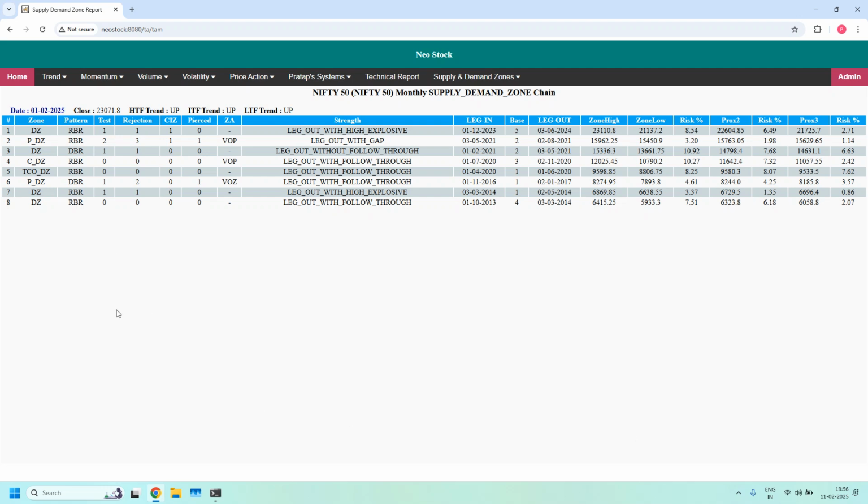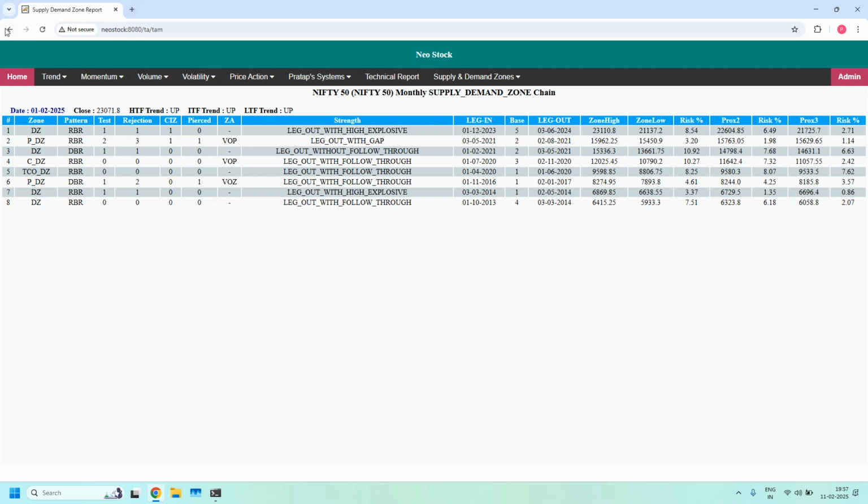So this is NIFTY monthly supply demand zone chain. Always look into the zone column to find the high liquidity zones, and look into the pierced column to identify pierced zones. Always look into LTF trend to find the trend of the current time frame you have selected. Same rules you apply to the remaining supply demand zone chain reports. Okay, this is monthly supply demand zone chain.